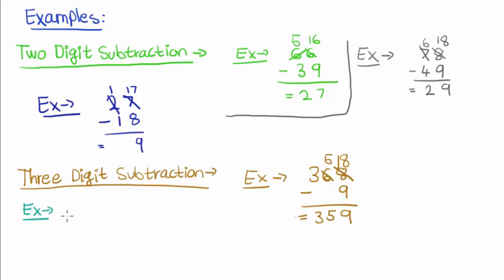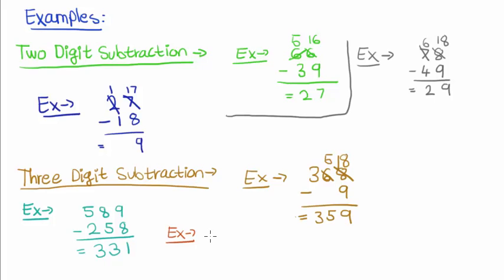Let's say I have something like 589 minus 258. Since the 9 over here is bigger than 8, I don't need to take anything away from the 9. So 9 minus 8 will simply give me 1. 8 minus 5 will simply give me 3. And 5 minus 2 will simply give me 3. So there's my answer. Let's do one more example with 3-digit subtraction.